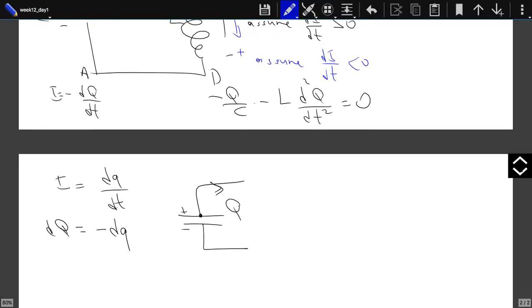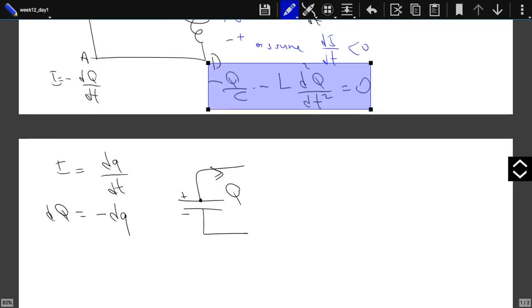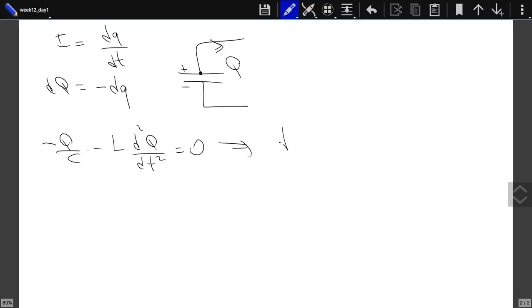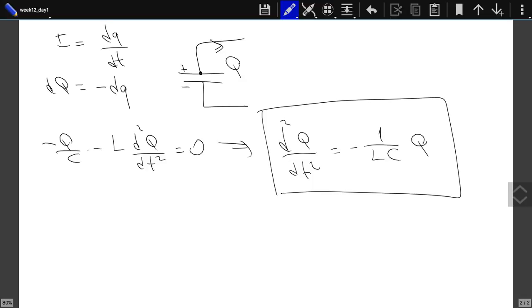So this is our equation. Or let's write it in a different form. This is d squared q by dt squared. This is equal to minus 1 over LC times q. Now we have to find such a function q that when you take its derivative twice, it is itself multiplied by a negative coefficient.